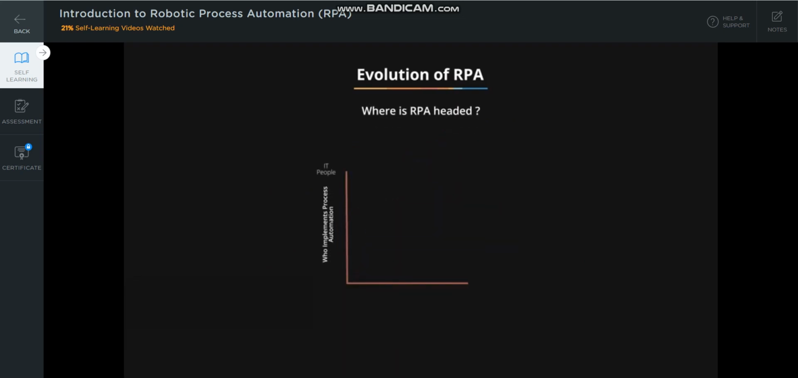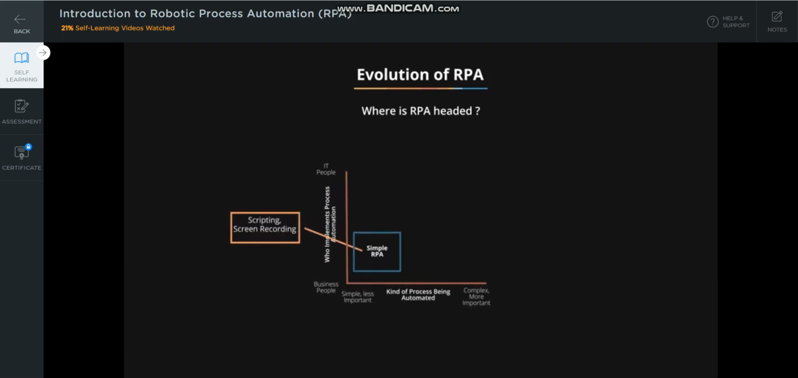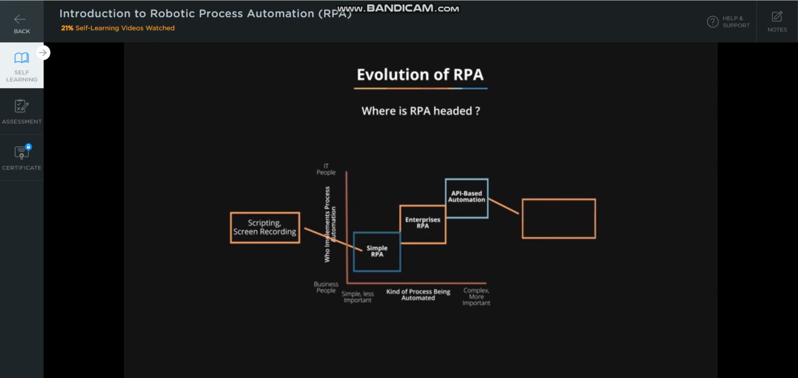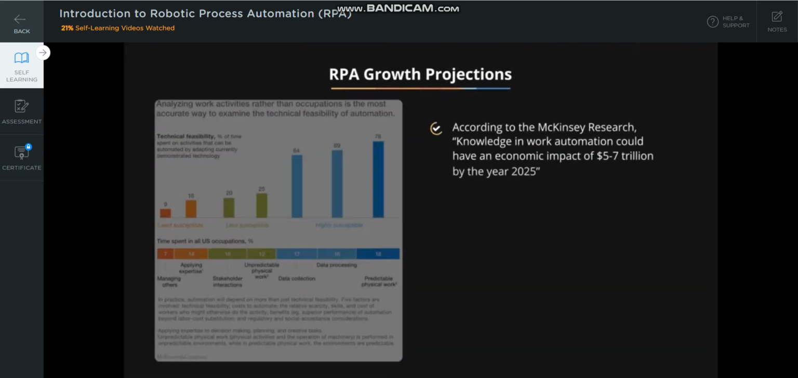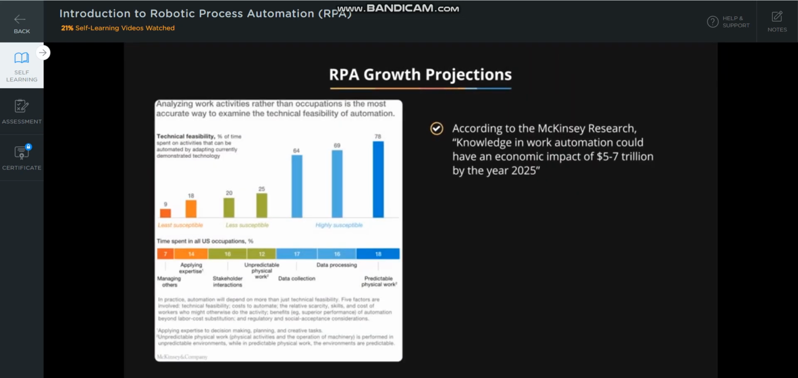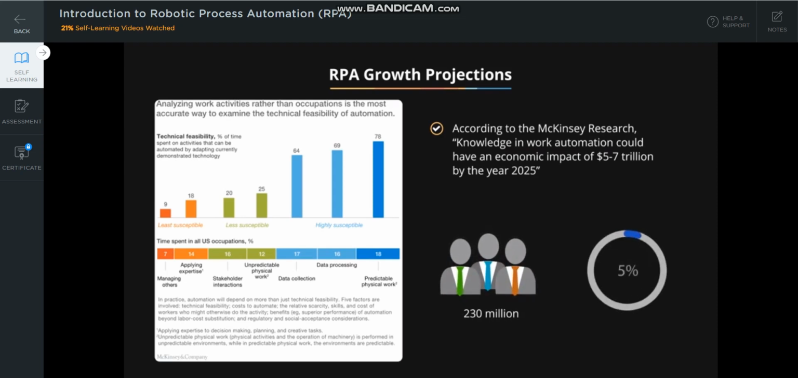Where is RPA headed? Well, we had simple RPA, then we are working on enterprise RPA, and ultimately where we see RPA headed to is API-based automation. According to the McKinsey research, knowledge and work automation could have an economic impact of $5 to $7 trillion by the year 2025. It will touch more than 230 million knowledge workers, which is 9% of the global workforce.